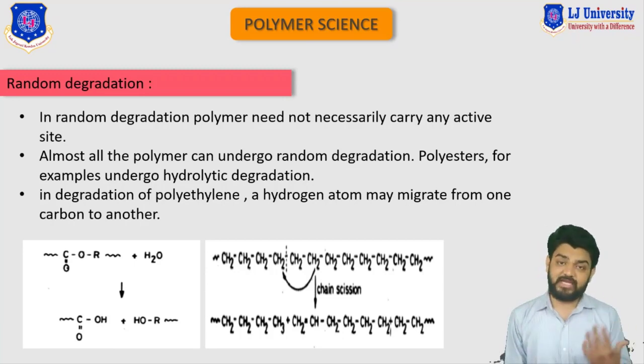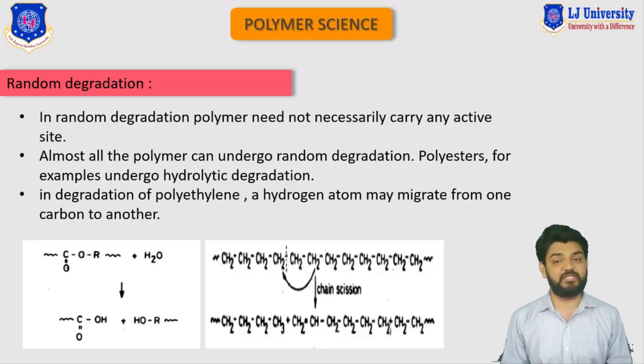In chain polymerization, we have seen that the monomer or the polymer needs to have a carbon ion which acts as a free radical. But in the case of random degradation, we do not need any kind of active ion or free radicals. Almost all types of polymer can undergo this random degradation process. The specific example that we are going to focus on here is polyester.